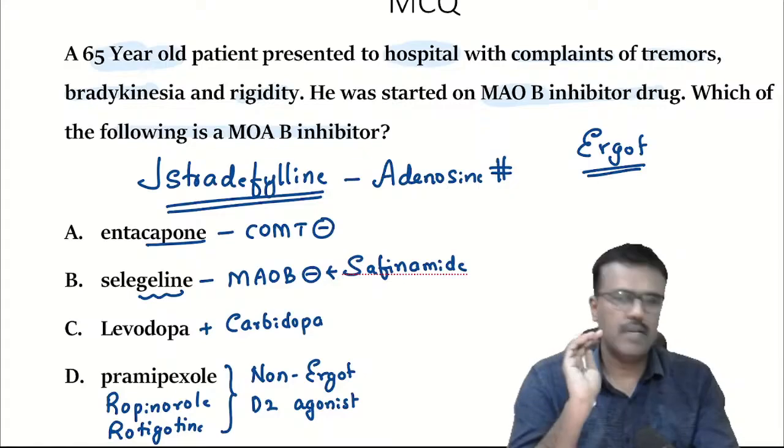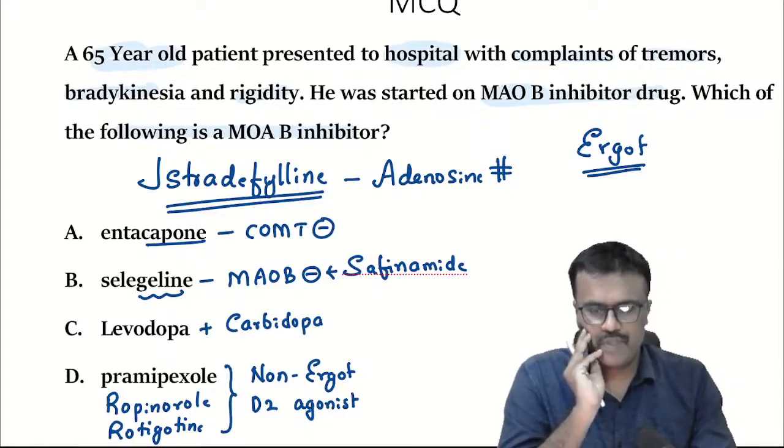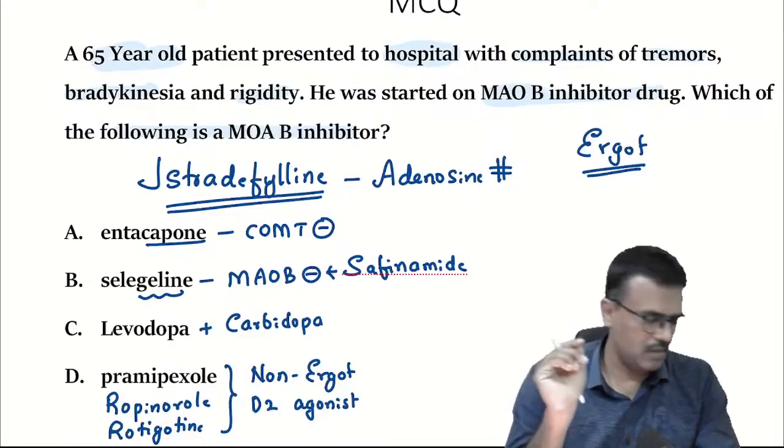Okay, so I was telling you, ergot D2 agonists, bromocriptine and cabergoline. These are the drugs used in Parkinson's disease.